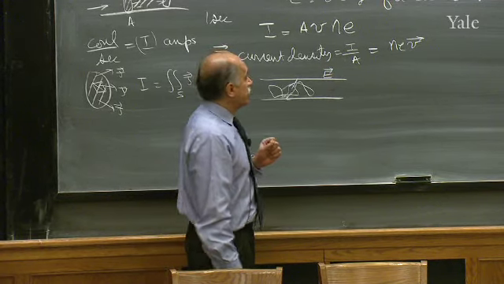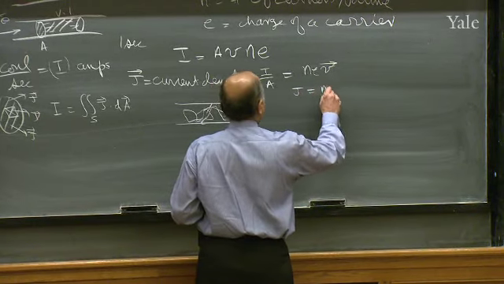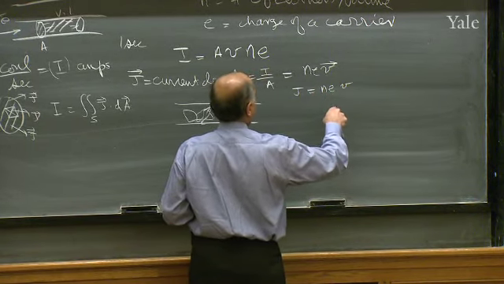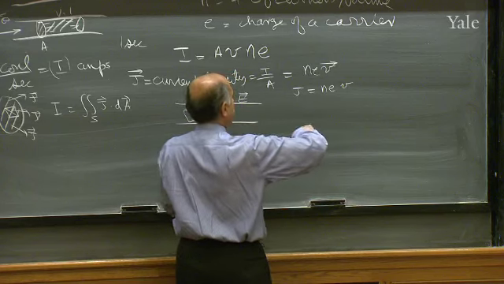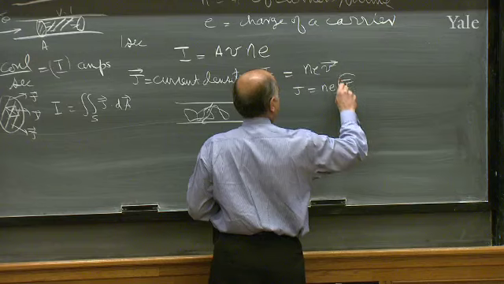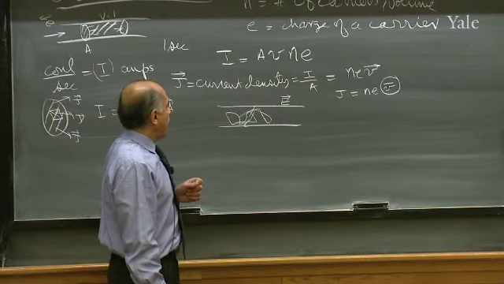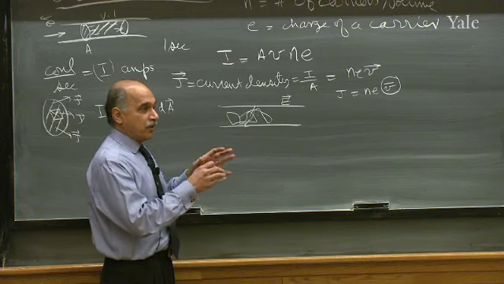So let's see how much that is. I found that the current density was nev. Forget about the vector sign for now, just everything is along x. I want to find here an average velocity. What's going to be the average velocity over all the particles at a given time?